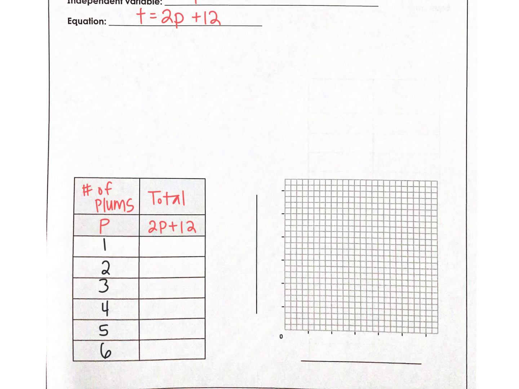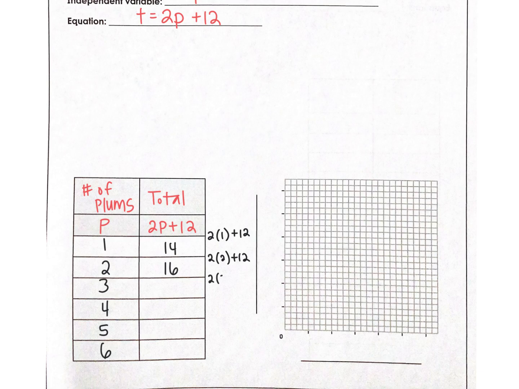All right, now, do I have enough information to figure out my totals? Yes. I have 1 plum. Where do I plug that in? Into the P. So I do 2 times 1, which is 2, plus 12 is 14. So what I did was 2 times 1 plus 12. Okay, this time I'm going to plug in 2 for P. So 2 times 2 is 4, plus 12 is 16.